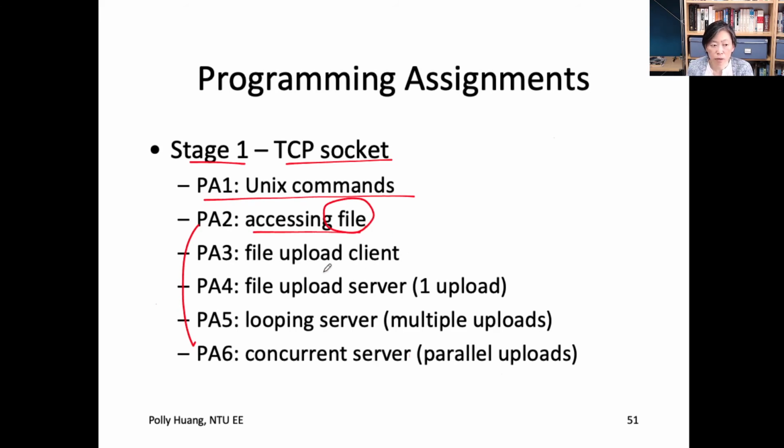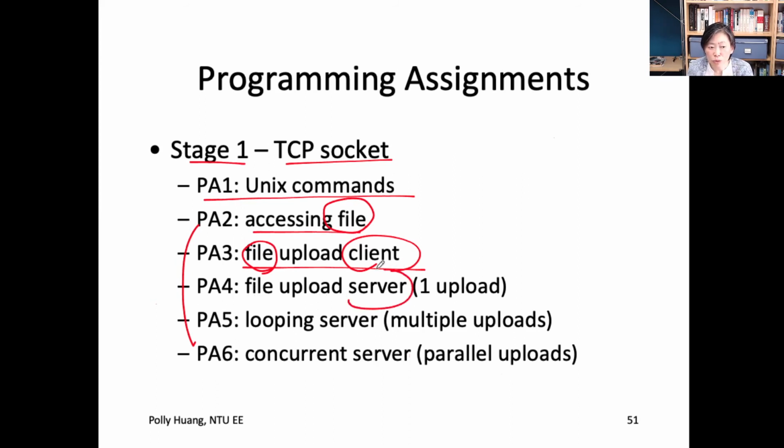And then we'll begin by writing first a file upload client. Okay, so using the web, you can actually download files and upload files as well, right? So part of the World Wide Web, a very important functionality is to upload or download files. So you'll be writing your own file upload client. So the client side, so user side, to upload the file.